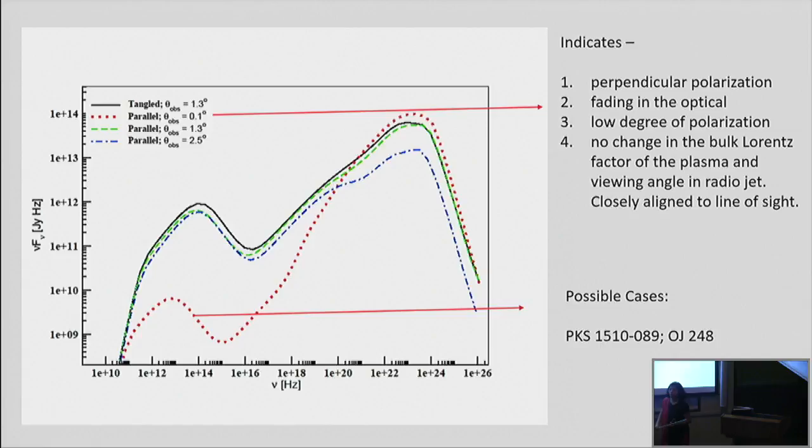This means in terms of polarization, you should see a perpendicular polarization, a polarization that is oriented perpendicular to the jet axis. And along with that, you should also see a low degree of polarization because it would mean that there is fading in the synchrotron.